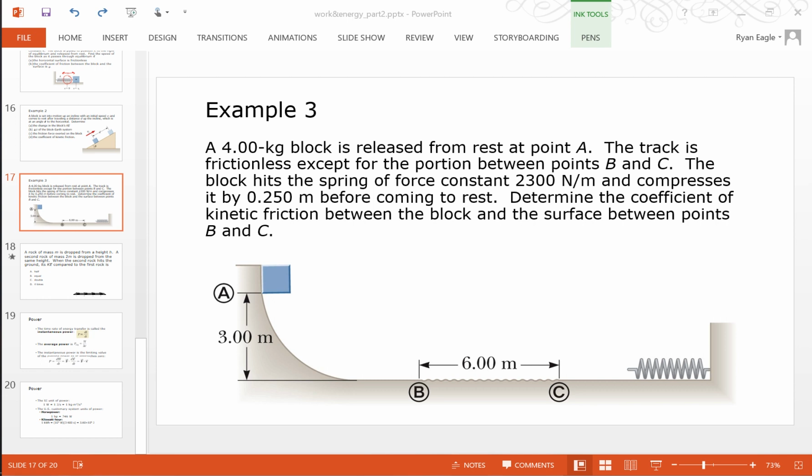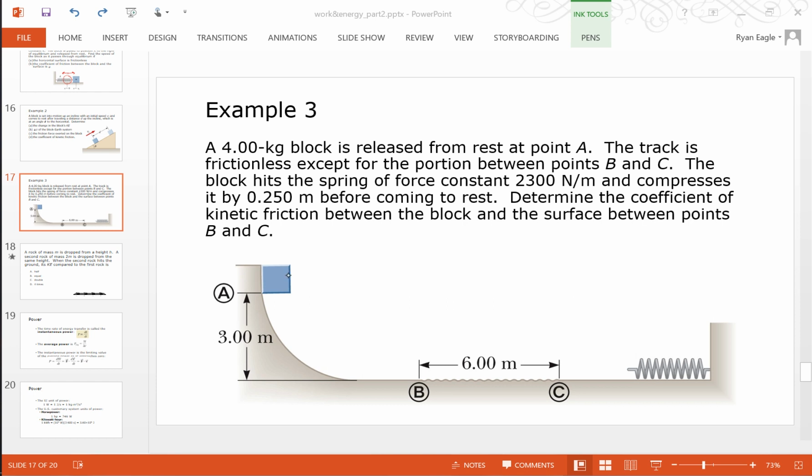So from the beginning, we're turning gravitational potential into kinetic down here. Then we're going to take some of that kinetic and turn it into heat and internal energy. Then we're going to hit the spring and turn the rest of the kinetic into elastic potential. The thing is, you don't have to actually solve for all of those parts.